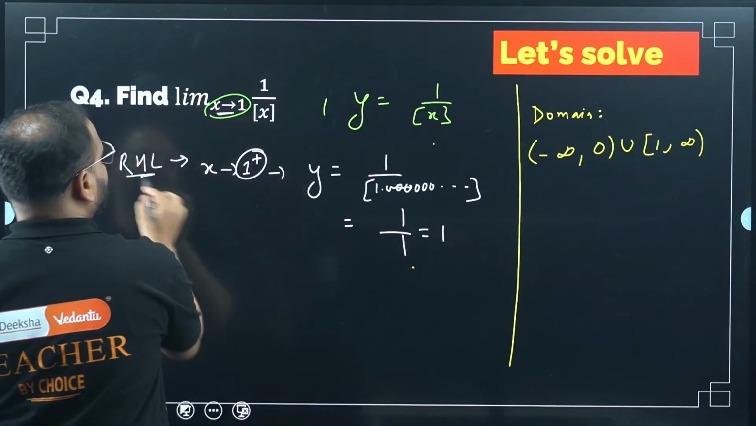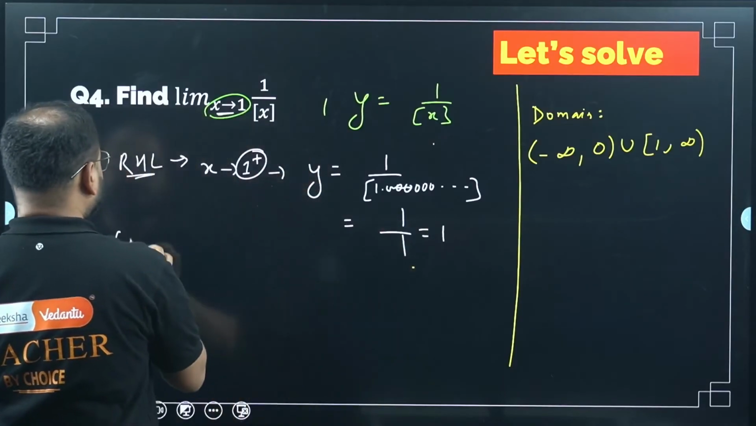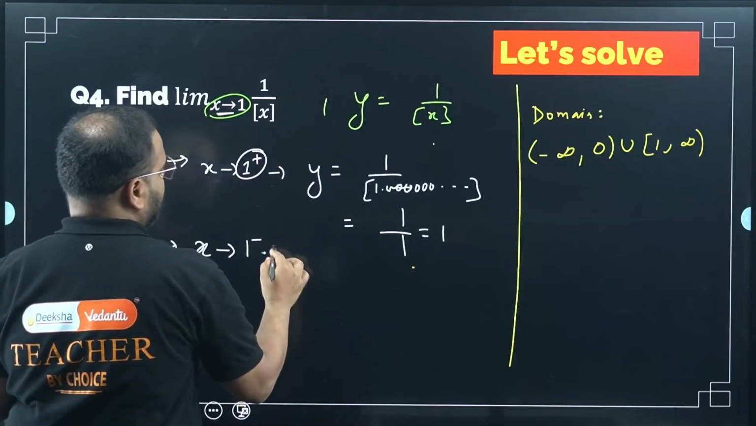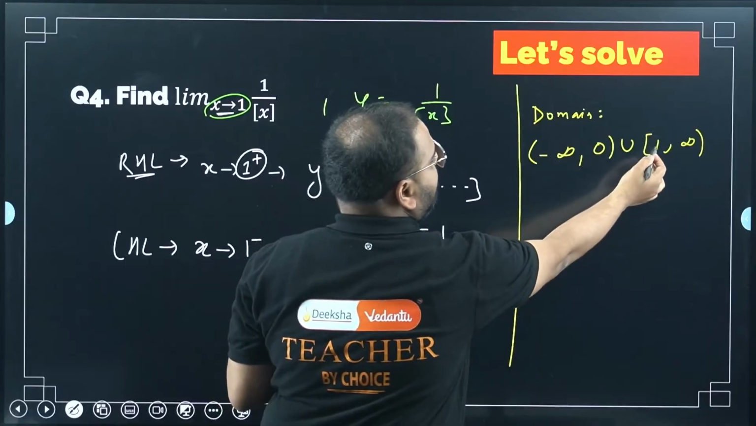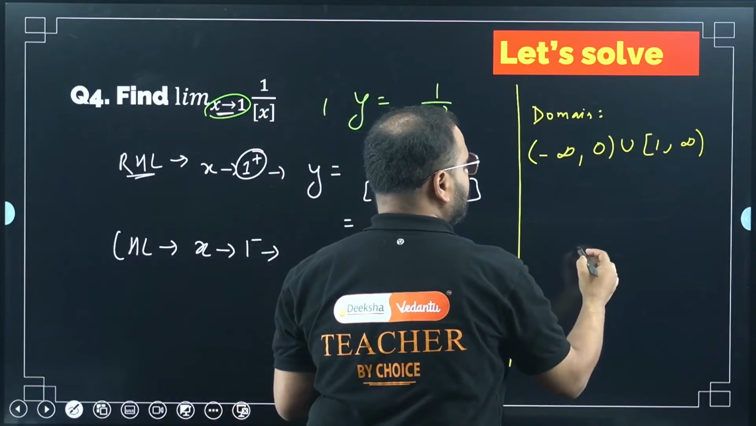So what is my RHL? At x equals 1 positive, y is 1. So RHL is 1. What about LHL? X tends to 1 negative. Check here. At 1 negative, the function is not defined. If you move before 1, what will it be?